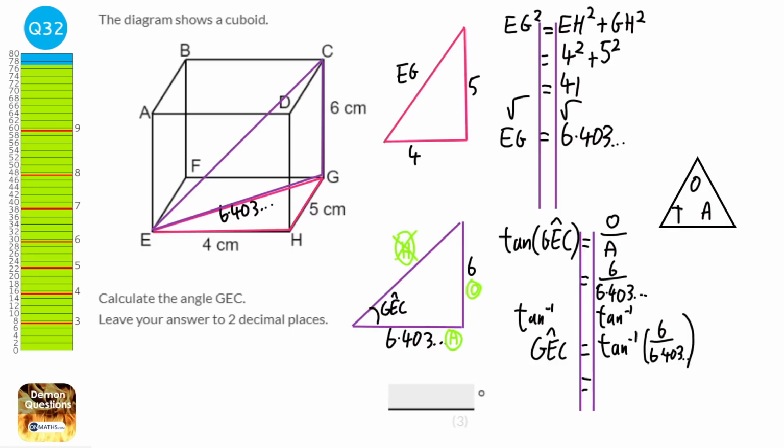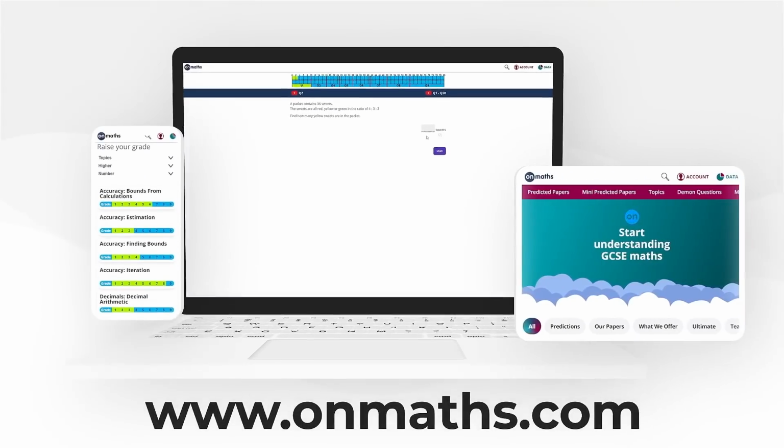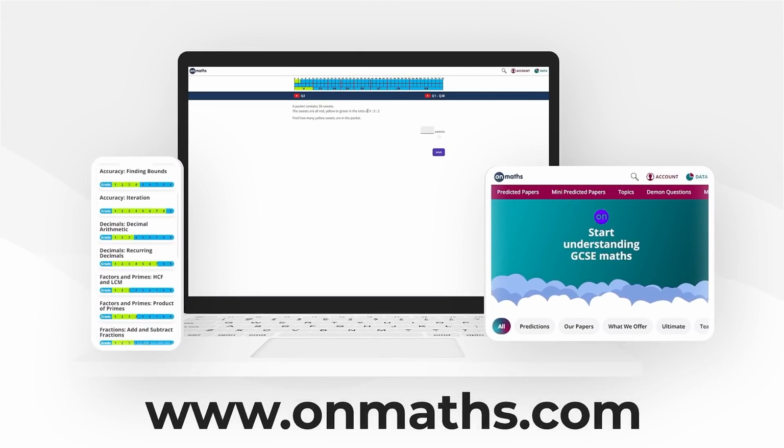And so angle GEC is 43.138, etc. Now we don't need any more accuracy in that because it says that the answer should be to 2 decimal places. So all we need to do is round that to 2 decimal places, which will be 43.14.